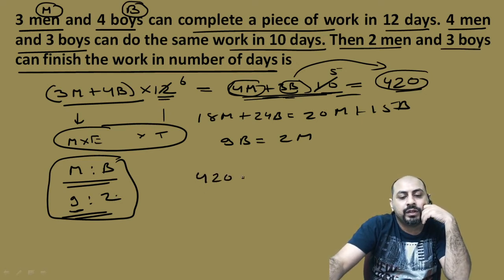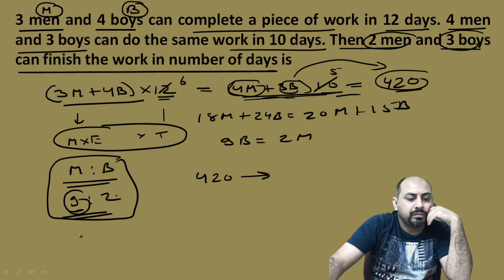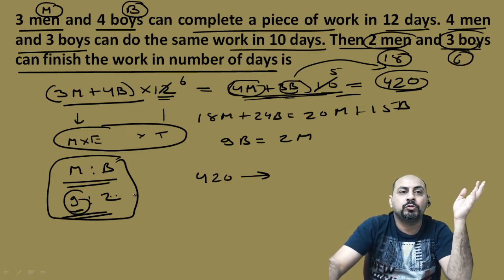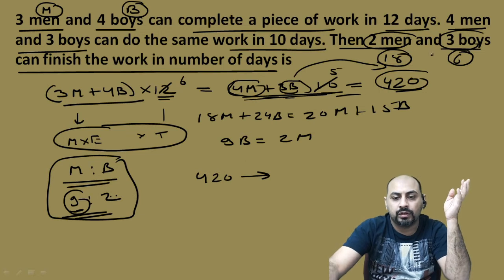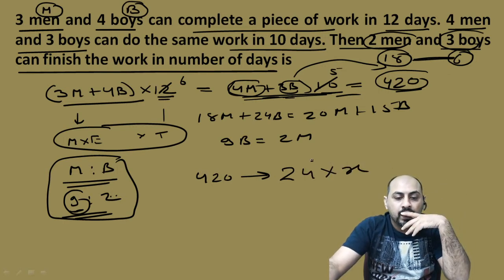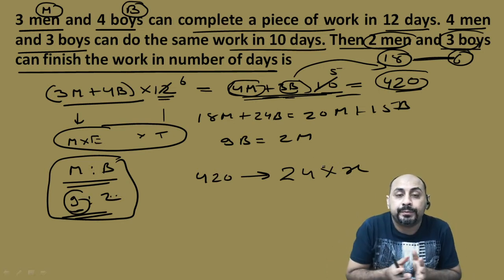And these 420 units have to be completed by how many? 2 men and 3 boys. So 2 men would give me how many? 18 units. And 3 boys will give me how many? 6 units. Each boy is assumed to be giving me 2 units of work. So 2 men and 3 boys will give me 24 units. So 24 into X days. That's it. So that's how you can get it done.